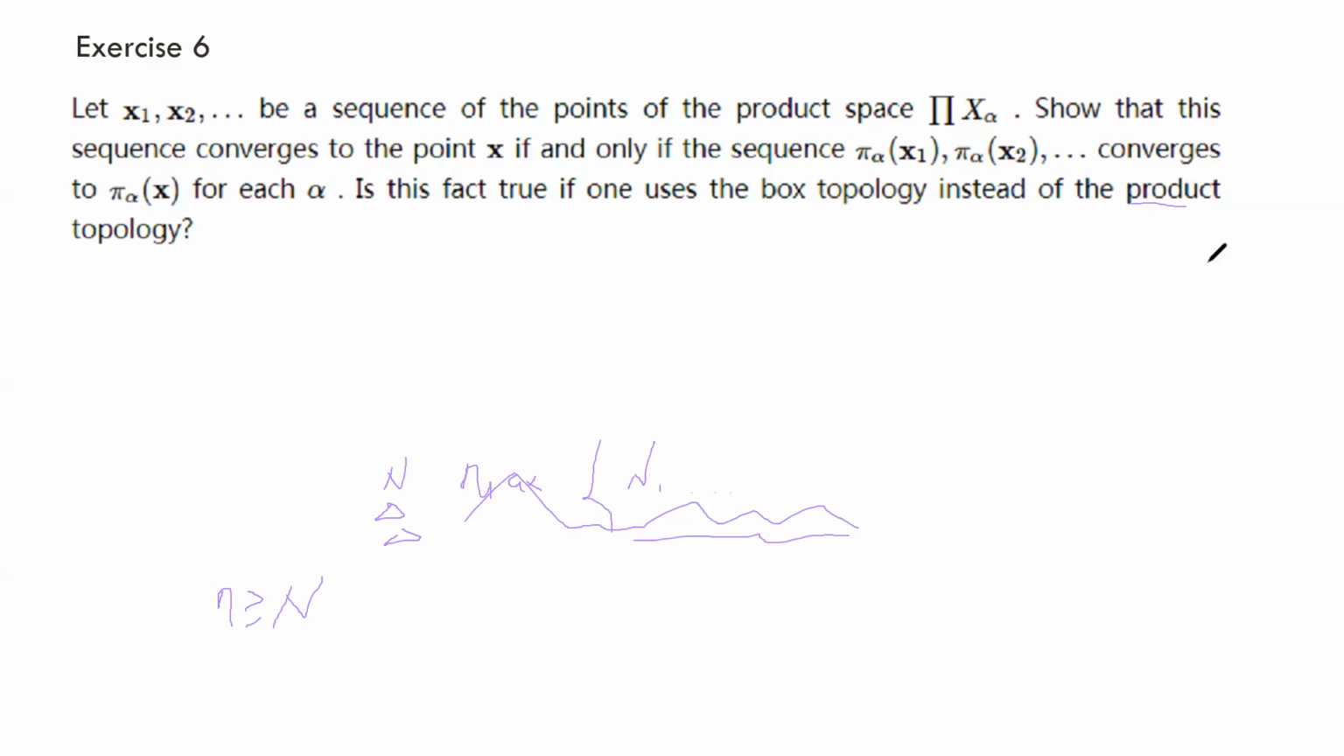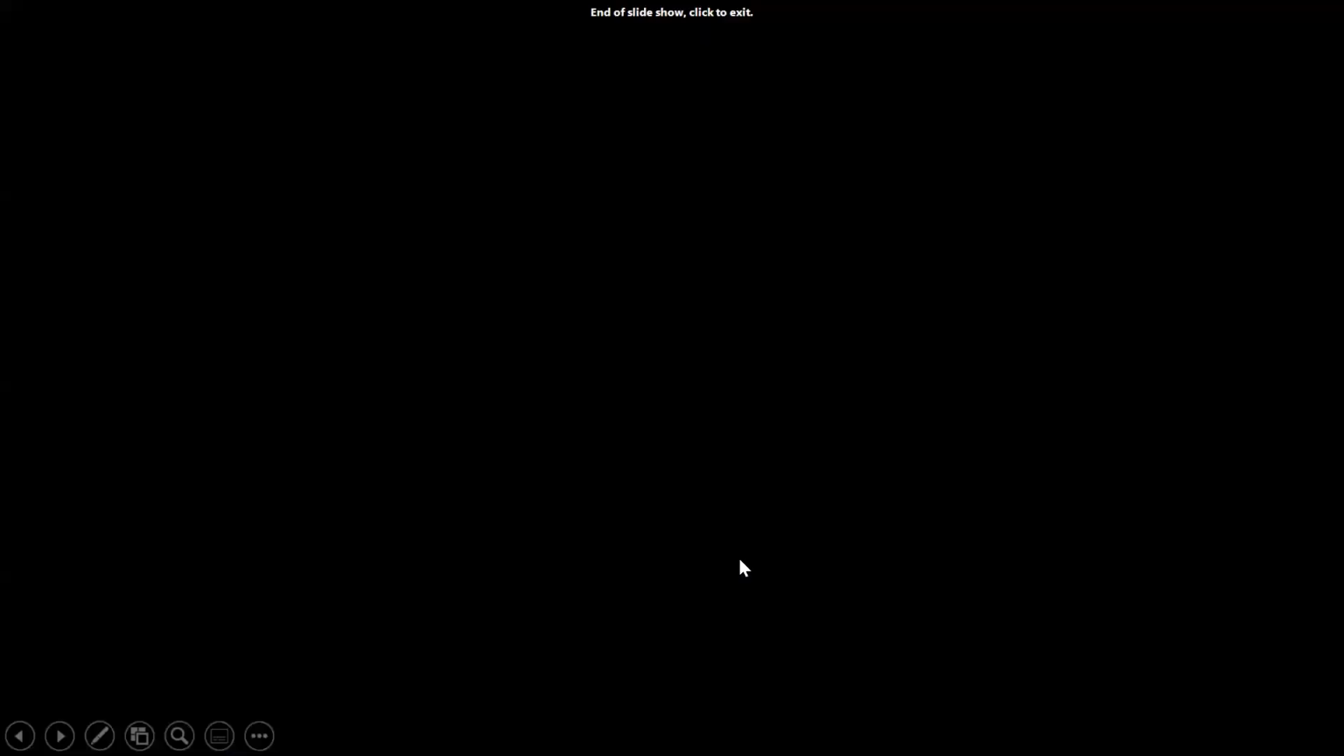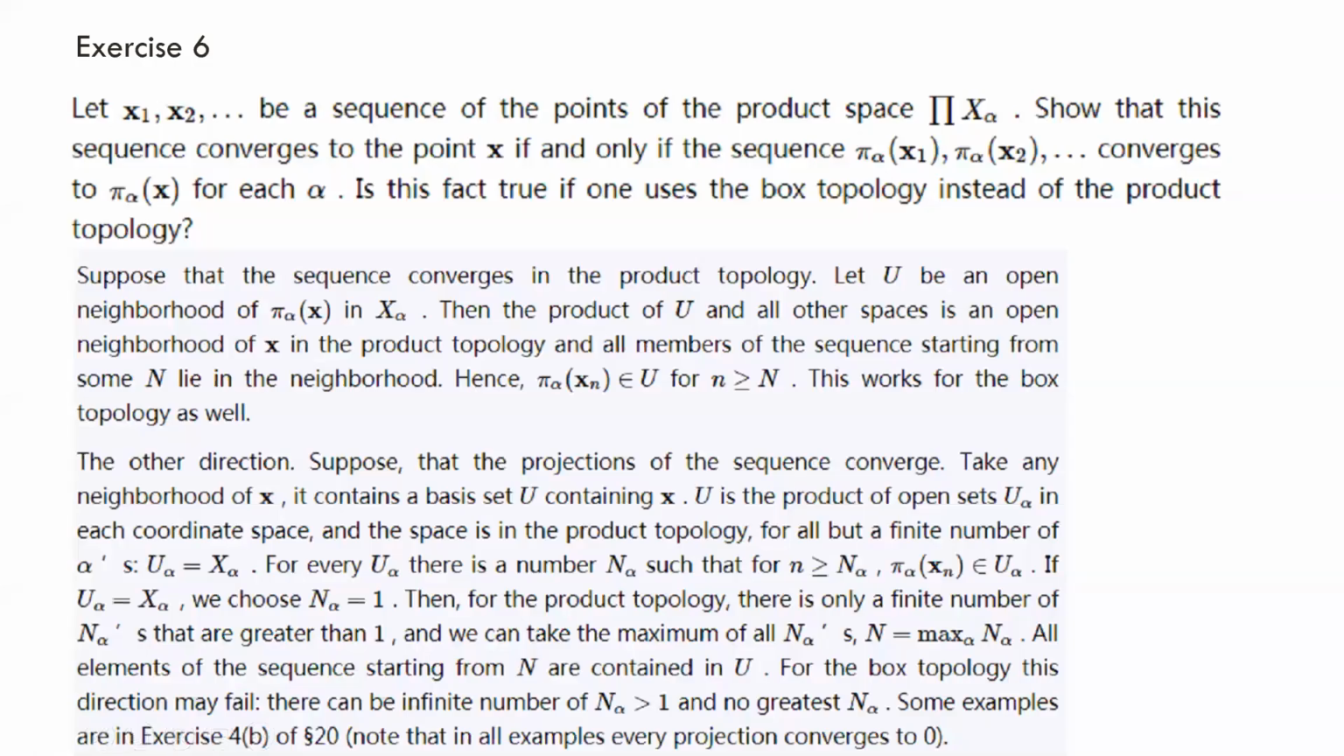Okay. I'll just show the proof here so everyone can read it. Can you see it? There are many words. This is from left to right, and here is from right to left.